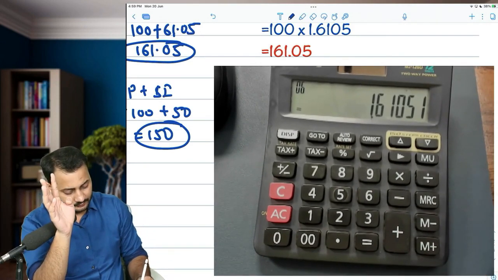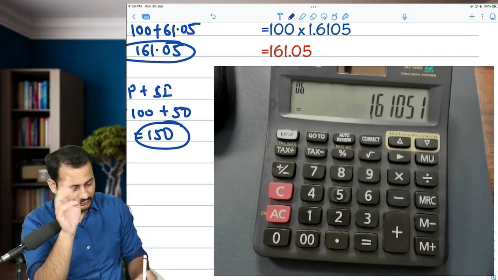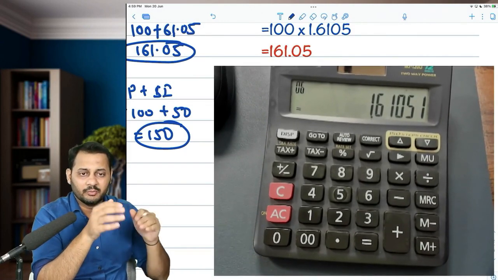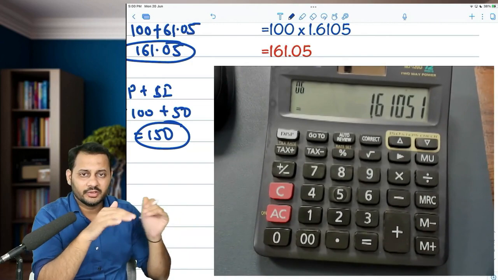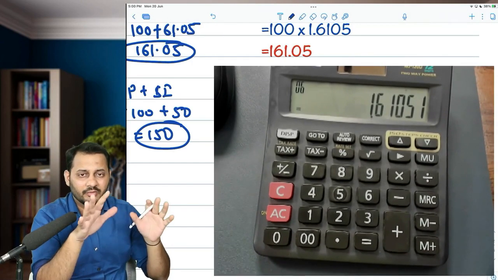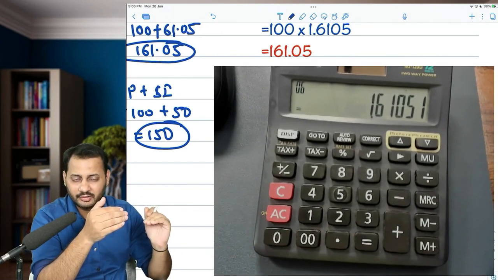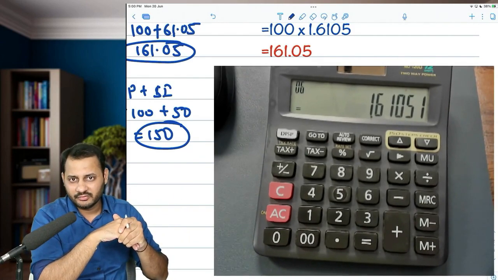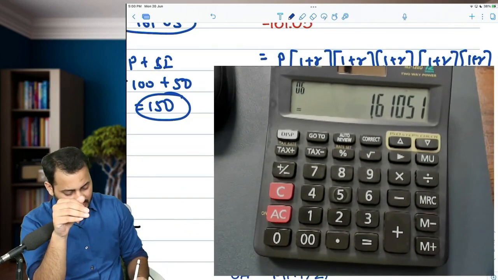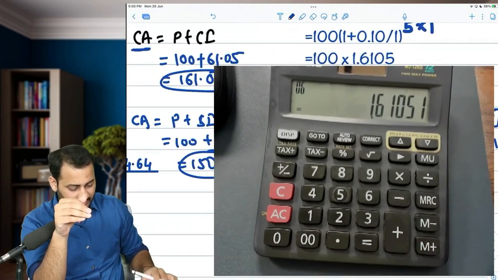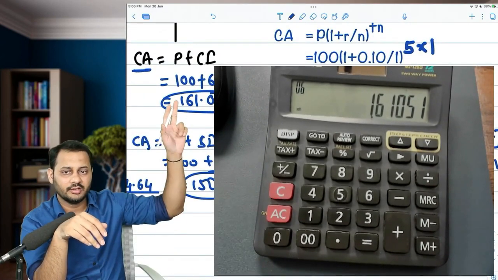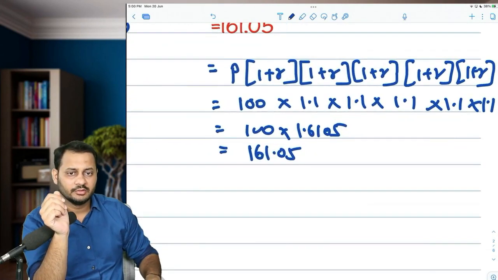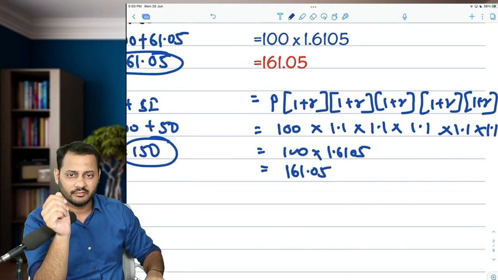1.6105. That is the shortcut. Instead of calculating 1.1 into 1.1 into 1.1 into 1.1, you can just keep on pressing the equals button and it will give you this figure. So 1.61051. And the answer is 161.05. It is the same answer that we have written over here.